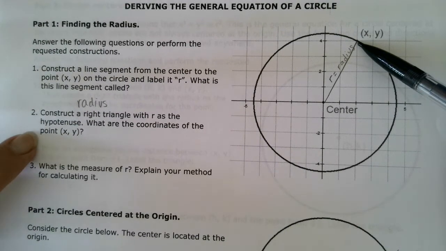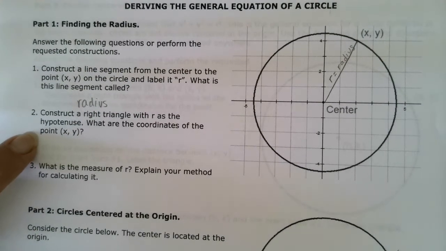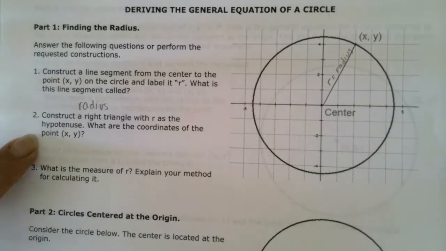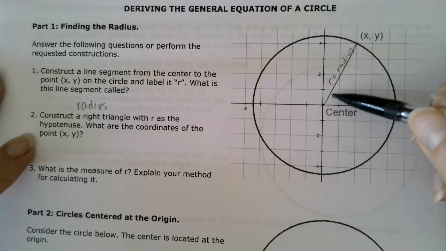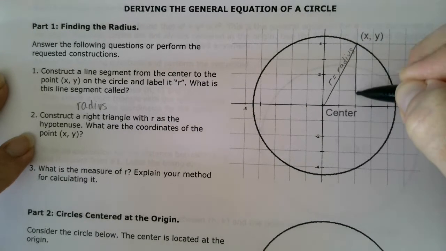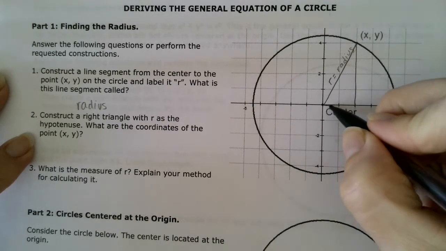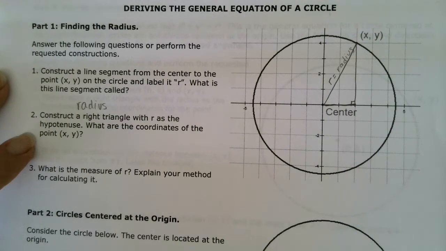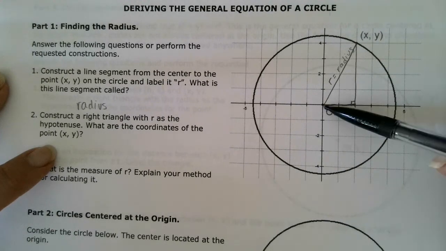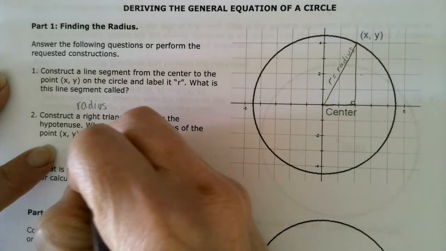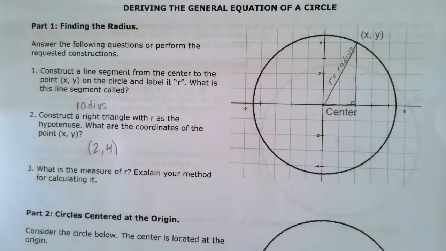Then I'm going to construct a right triangle with R as the hypotenuse. So kind of like when we used the distance formula, but I used the Pythagorean theorem, I'm going to create a right triangle where this is my hypotenuse. So I'm going to go straight down and then over from the origin, and there I have a right triangle. So the coordinates of point XY, I can see from the center. I went over 2, up 4. So the coordinates for this point are 2, 4.